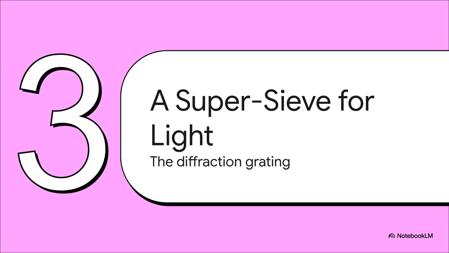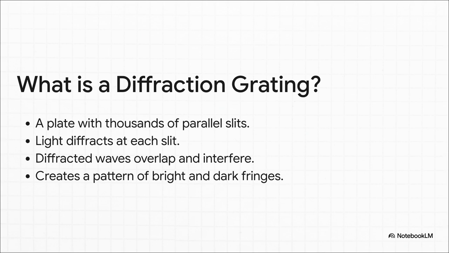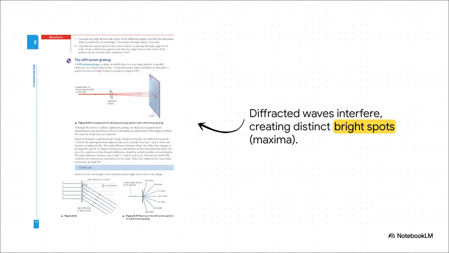So we know light can bend. That's cool. But how do we actually use that? Well, let me introduce you to the real star of our show, the diffraction grating. So what is this thing? Just imagine a piece of glass or plastic with thousands, and I mean thousands, of tiny parallel slits carved into it. They're incredibly close together. So when light hits this grating, it tries to pass through all of those slits at once. It diffracts through every single one, creating thousands of new little waves that all start spreading out and overlapping with each other.